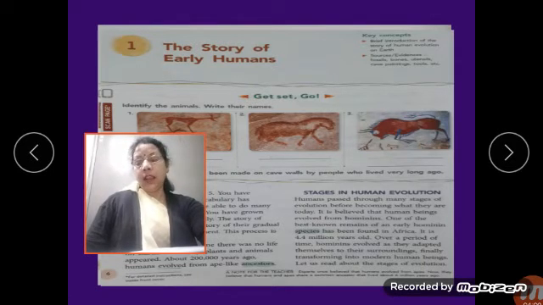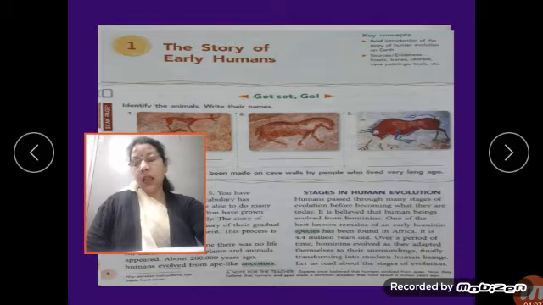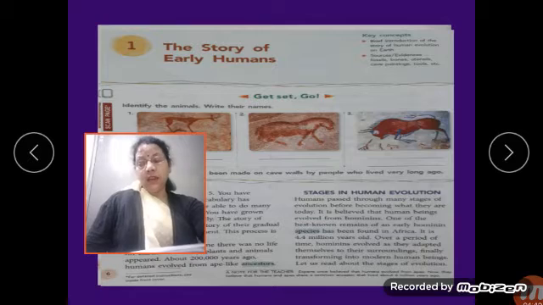For a very long time, there was no life on earth. Many years before, there was no one on the earth. Slowly we find plants and animals appeared. Day by day, plants and animals came on the earth. About 2 lakh years ago, humans evolved from ape-like ancestors. Ancestors means they are old ones, early ones. So, they were looking like apes.